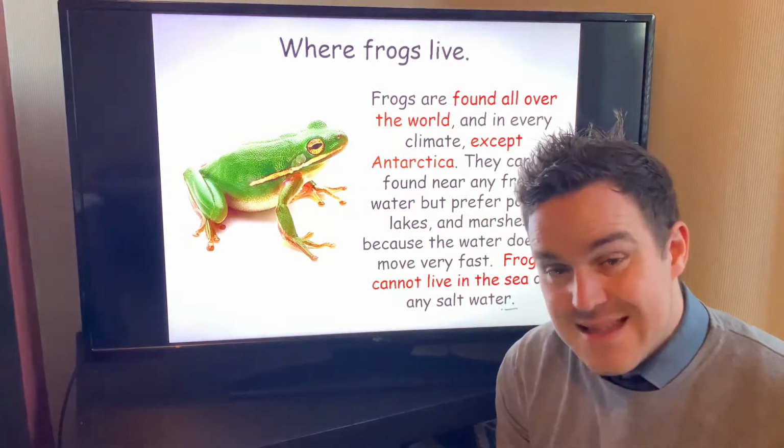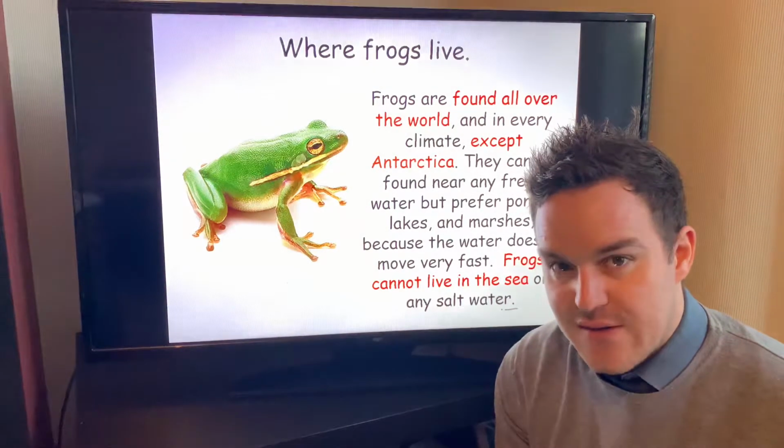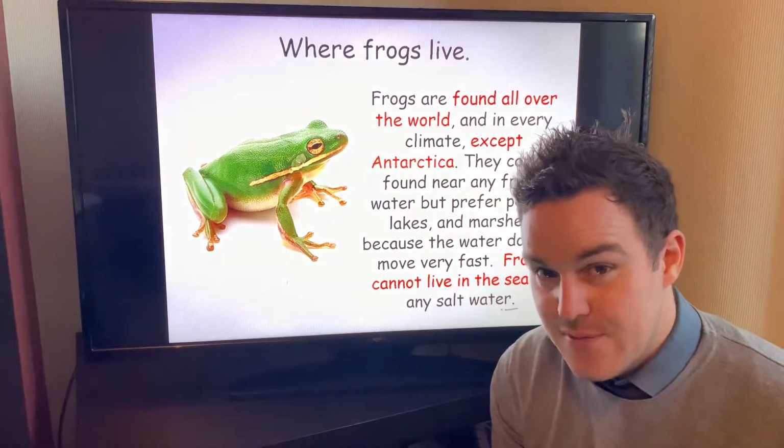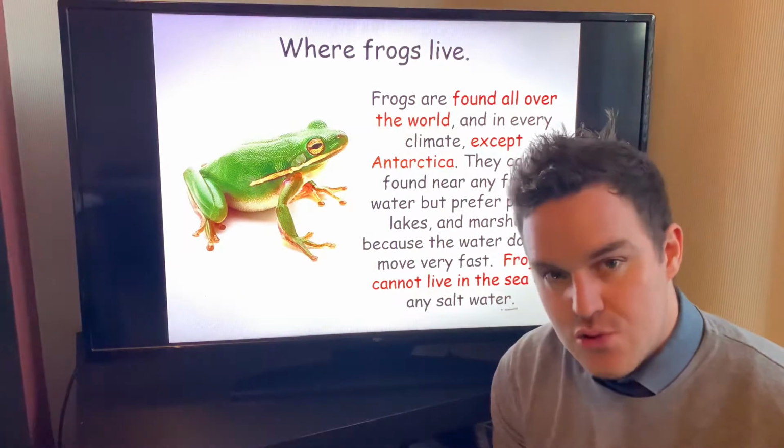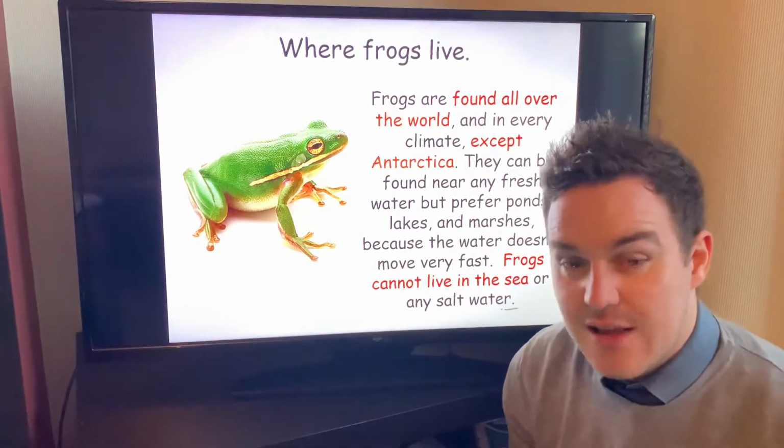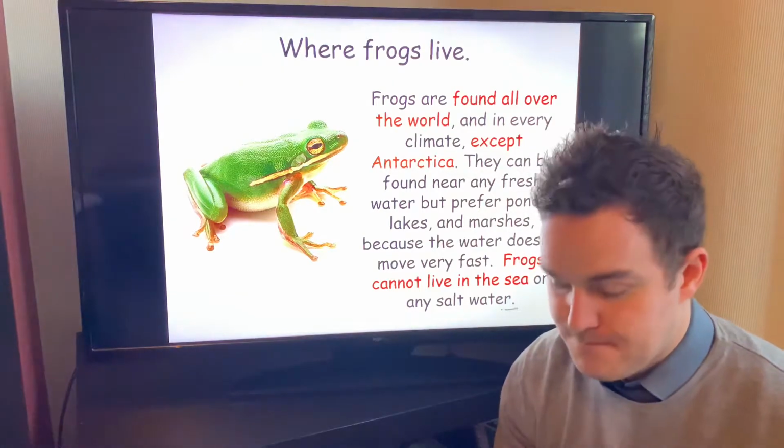They prefer ponds, lakes, and marshes because the water doesn't move very fast. They don't want to be in a really fast flowing river. If they're in a river, it'll be sort of a slow, trickly one. Frogs cannot live in the sea or any salt water.